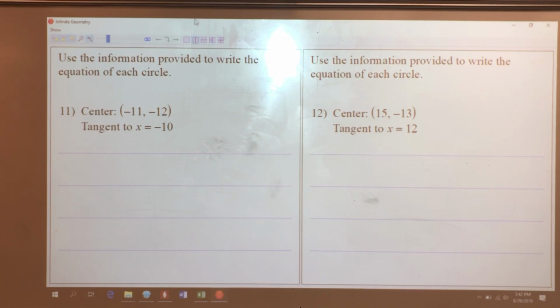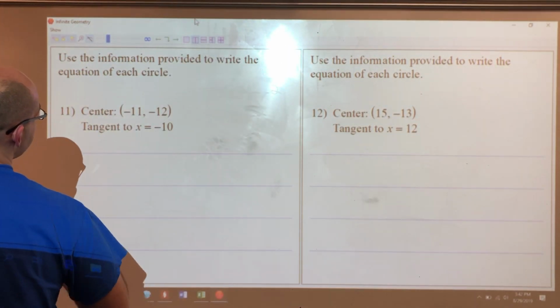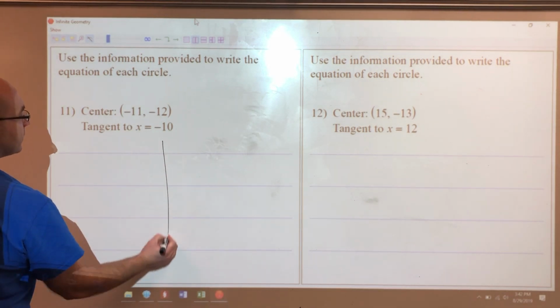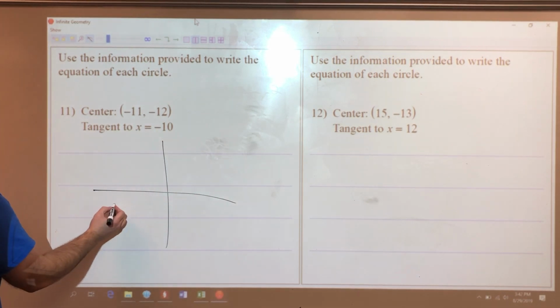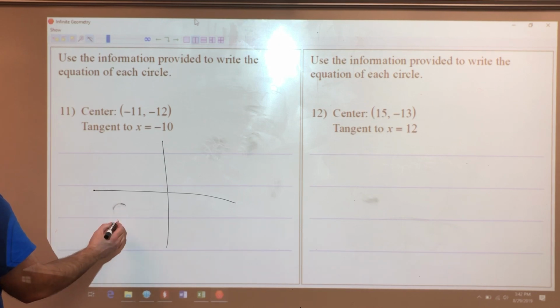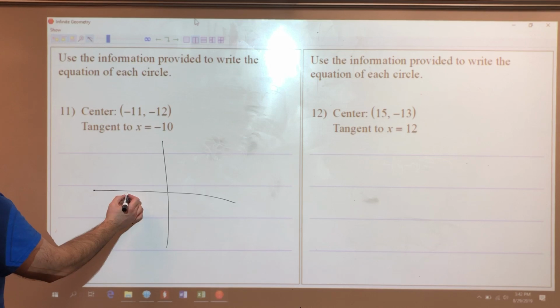Center, tangent. Drawing a picture works. It's a little helpful. Negative 11, negative 12, sure. Wait, negative 11, negative 12. And then x equals negative 10.